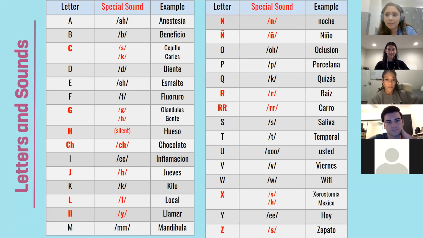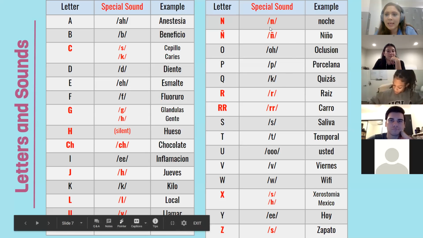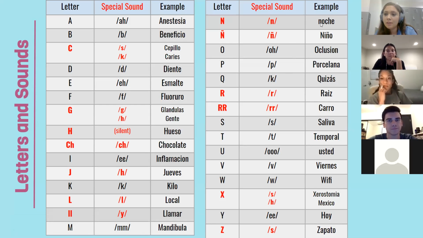And that's to call. And then the next one, M, is the same as English, you just add a little bit of a longer sound. So mandíbula. Mandíbula, which is mandible. Perfect. Now the N sounds the same as the N. So an example here is noche. Noche, which is night. Then the N with that little wave on the top sounds like niño. Niño.